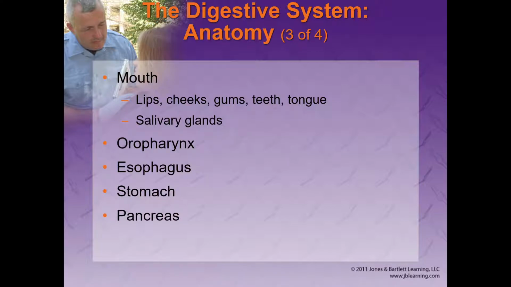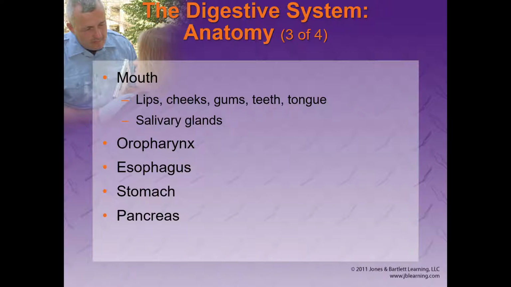Your digestive system runs from your mouth all the way to your anus. That's a structure called the alimentary canal. Starts with an A, not an E. Your mouth is your lips, cheeks, gums, teeth, tongue, basically everything contained within that structure. And then you have salivary glands that produce saliva.